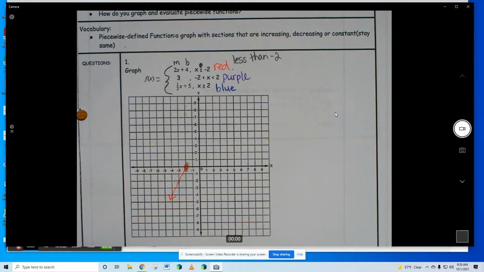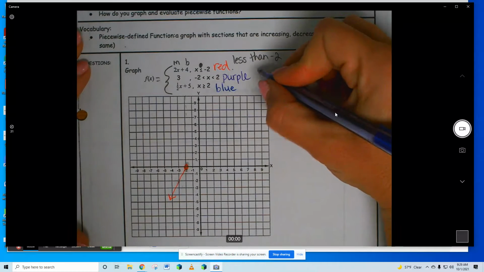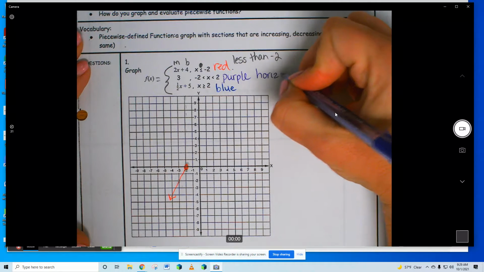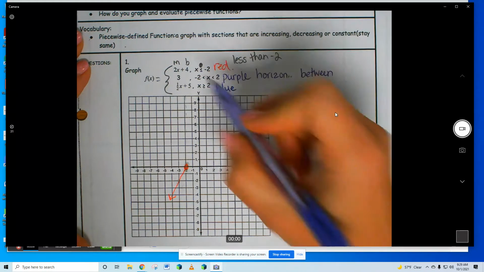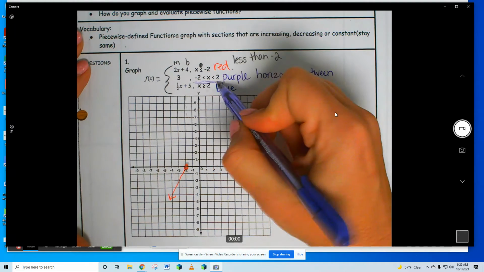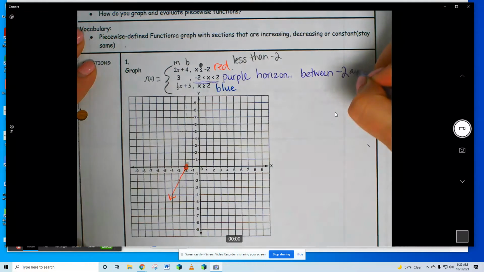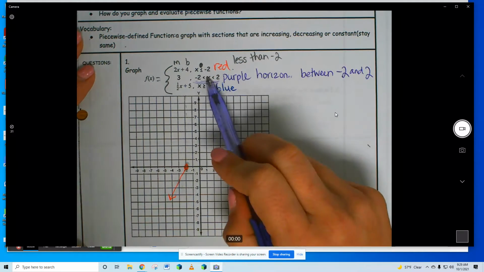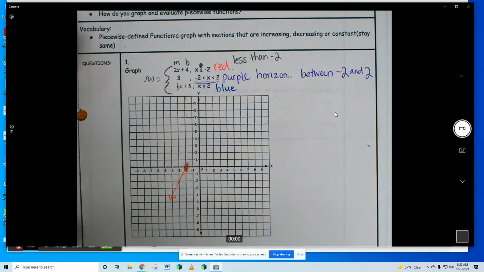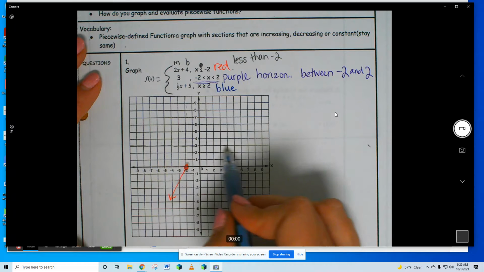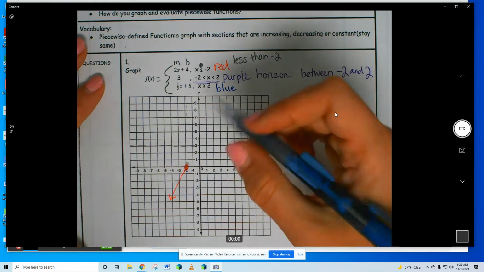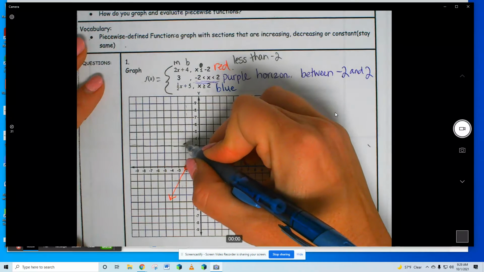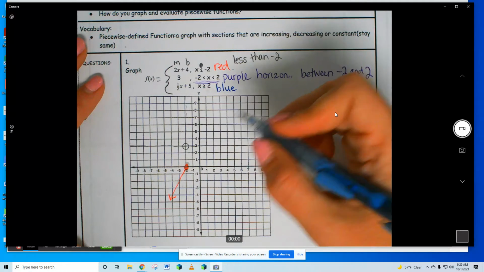Purple, y equals 3. This is a horizontal line. It's between, remember this? -2 and 2, between. In the format of less than, open circles. So it's y equals 3, which is this line right here. It's a horizontal line, but it's only in between -2 and 2, and they're open circles. Here's -2, and here's 2.